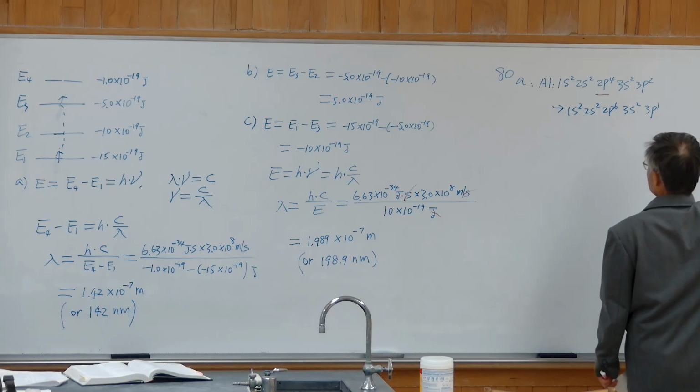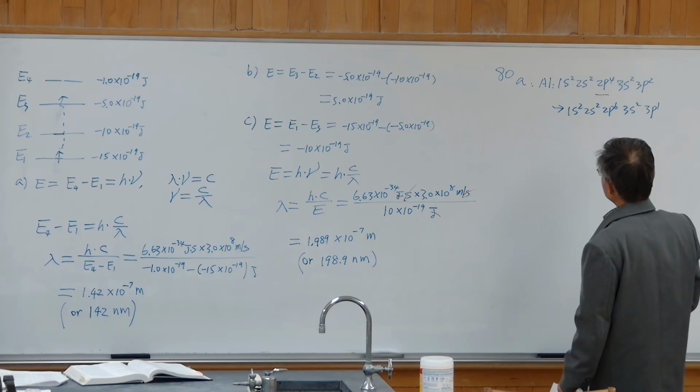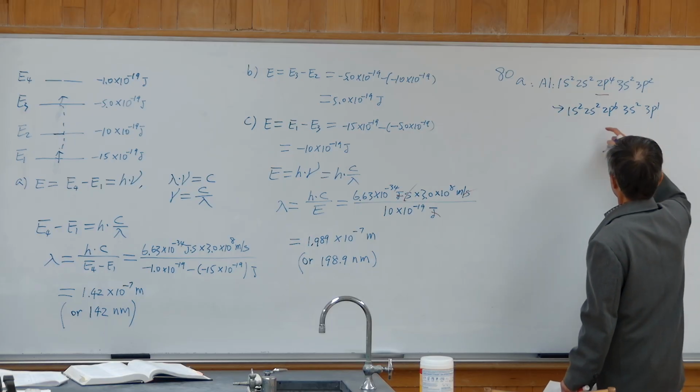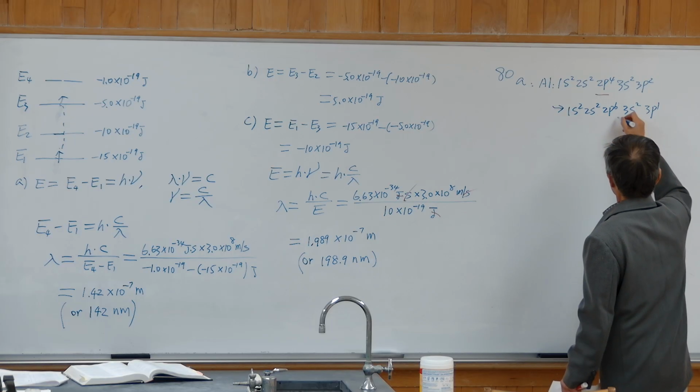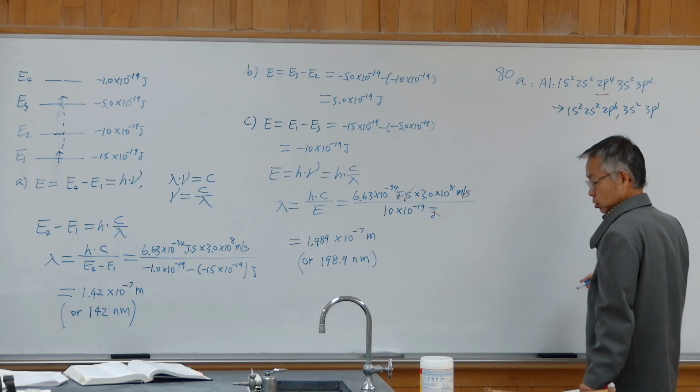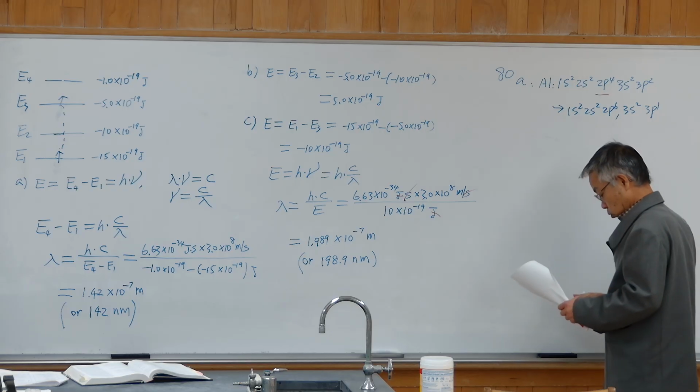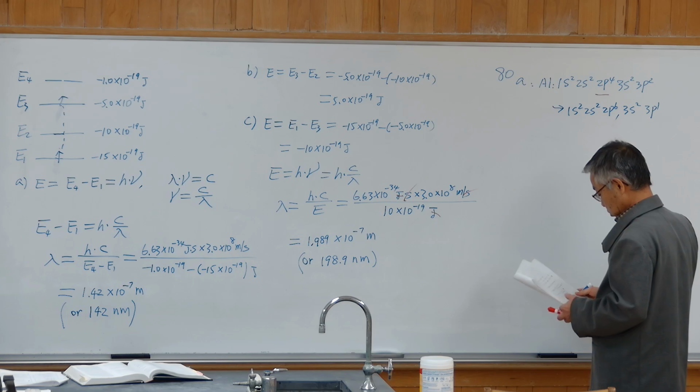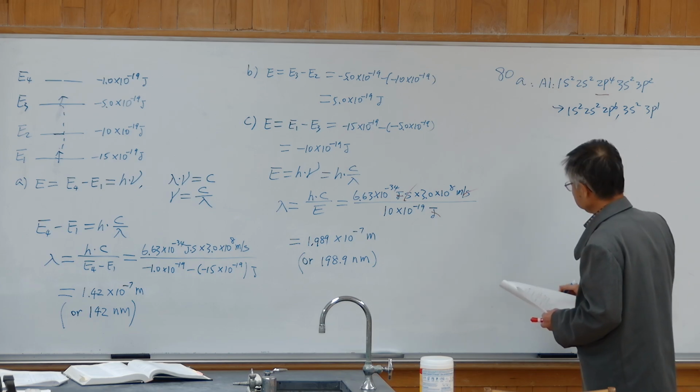Take a look at the periodic table. Aluminum has 13 electrons, so we need this 10, and we have 1 electron left over in the 3p subshell.